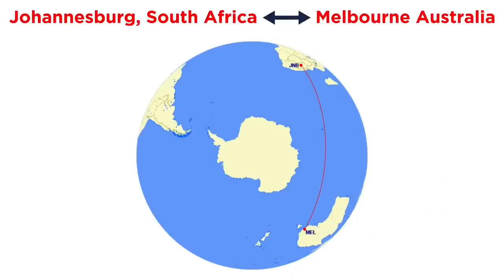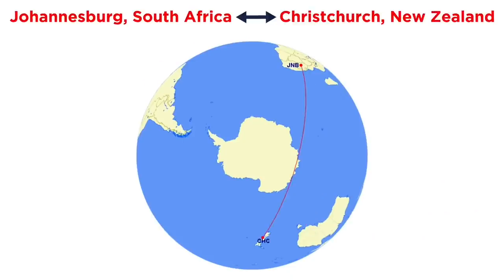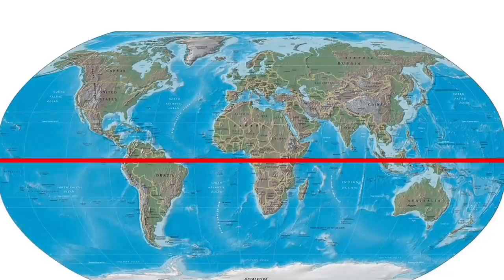Some get pretty close, like Johannesburg to Melbourne. If it were to be flown, Johannesburg to Christchurch would nick the edge of Antarctica, but this isn't a regular flight. Why? Because the latter isn't a major city, so not enough people would be interested in the flight as to make the route profitable for an airline. In fact, there are very few large cities in the Southern Hemisphere in general.